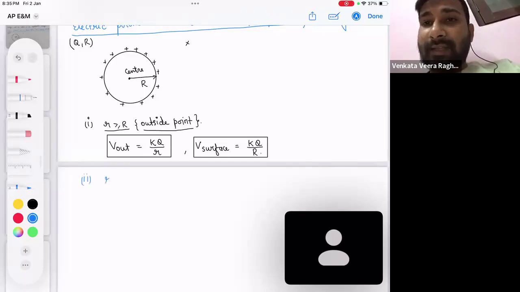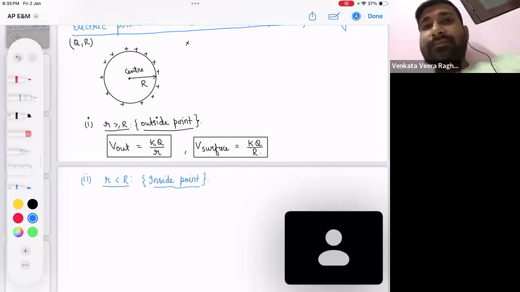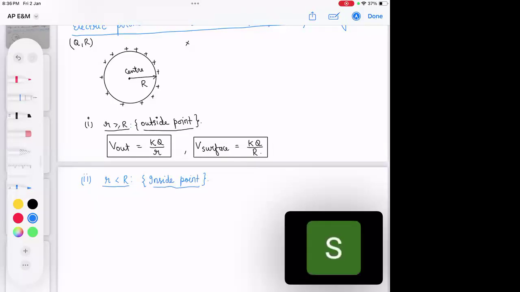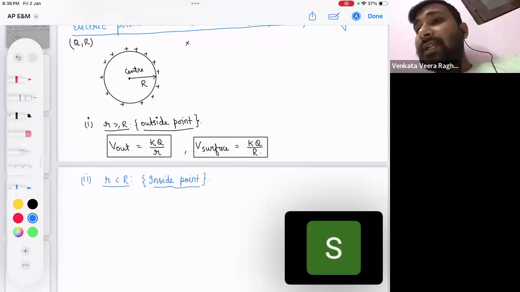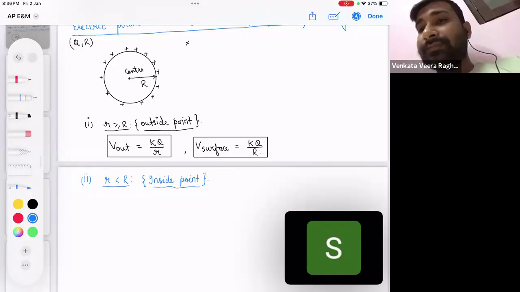If small r is less than capital R, that means now I am thinking about a point lying inside the sphere. Please tell me what is the potential inside. kQ by capital R. What is the potential inside? kQ by capital R, same as the surface, right?